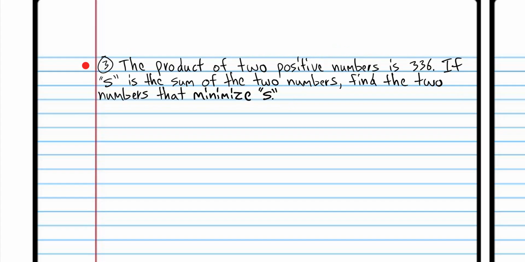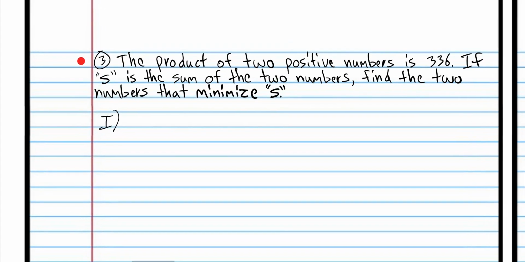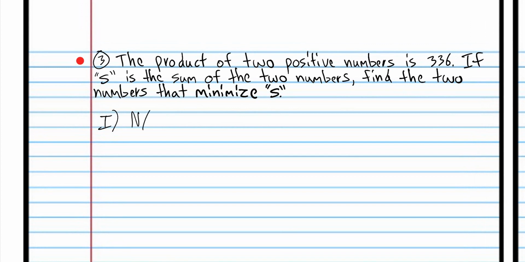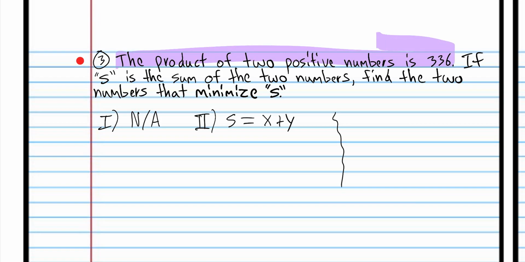So no geometry involved, which means that step 1, which is draw a picture and label variables and constants, is not applicable. We don't even have to do that. Step number 2 is to come up with an equation of the thing that you're trying to minimize. We're trying to minimize the sum of two numbers. What are the two numbers? We'll just call them x and y. But we have two variables here, so how do we deal with that? Well, we're given this information here. The product of two positive numbers is 336. So if you multiply x and y, you get 336.